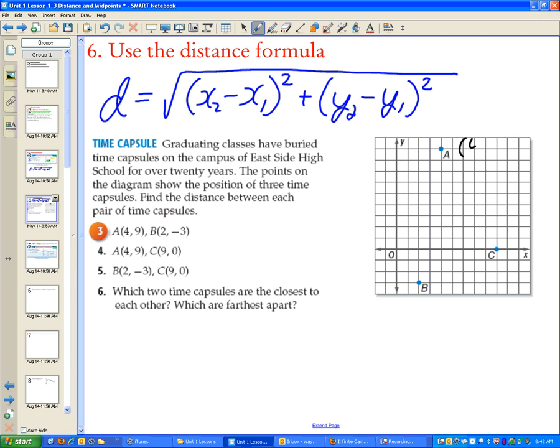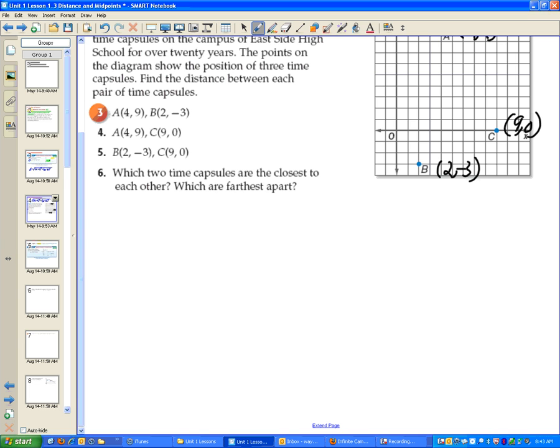A has coordinates 4, 9. B has coordinates 2, -3. And then if I look down at number 4, I see that C has coordinates 9, 0. So I'm going to try to find the distance between each pair of points. For number 3, it'll be the distance between A and B. For number 4, between A and C. And for number 5, between B and C. So, for number 3, A has coordinates 4, 9. B has coordinates 2, -3.